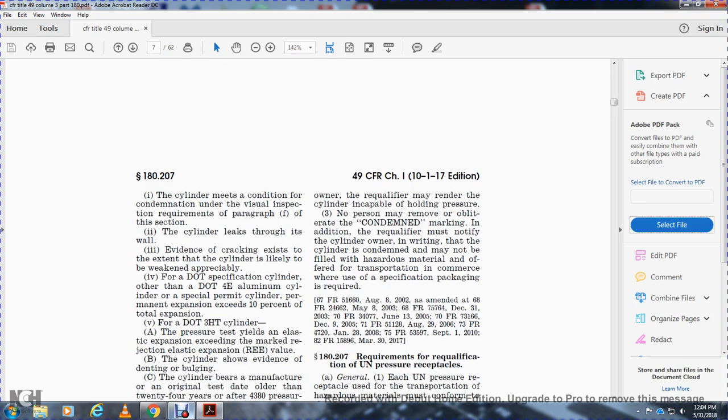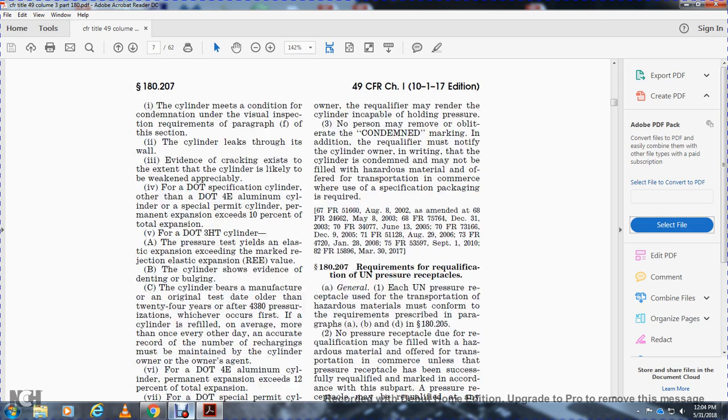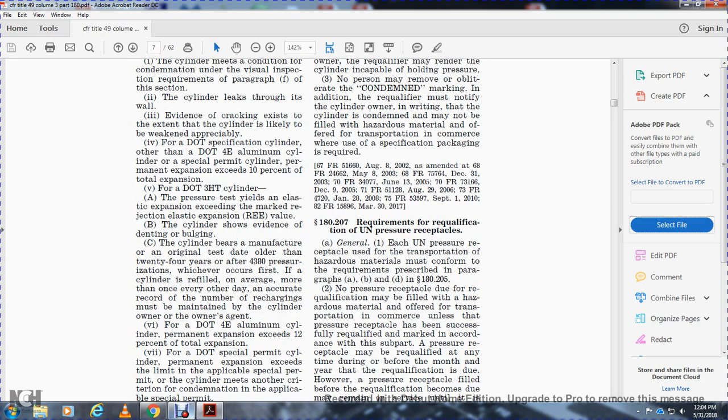4.3 HG cylinder with the pressure for the test yield with the elastic expansion test with the marked rejection of the elastic expansion or value with the cylinder showing evidence of denting and bulging. Cylinder bearer for the manufacturer original test date older than 24 years after the 4,380 pressurization, whichever occurs first.